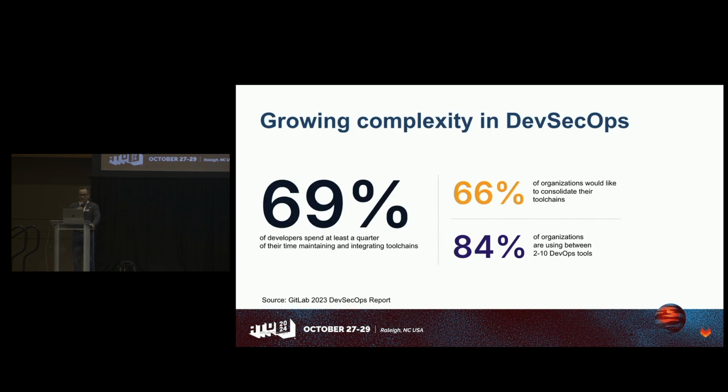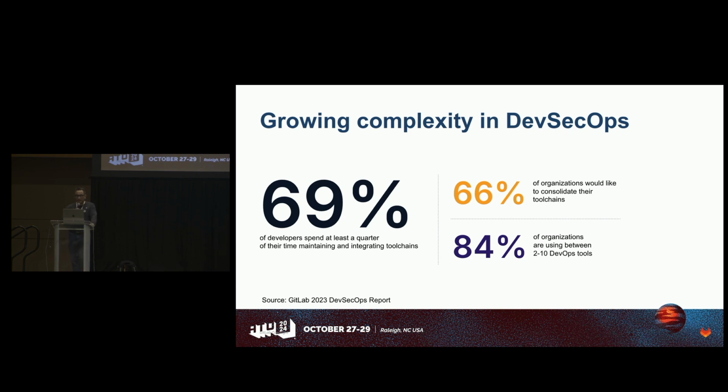Now, these are some numbers from our last DevSecOps report from last year. And this just confirms or validates what I just showed you in the previous slide. So 69% of developers spend at least a quarter of their time maintaining and integrating tool chains. Okay? So as a developer, what you want to do is spend your time innovating and writing new code or maintaining code, but you don't want to spend time actually working on integrating the tools that you're using.